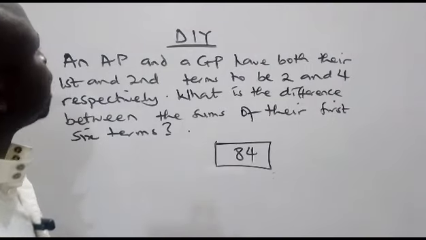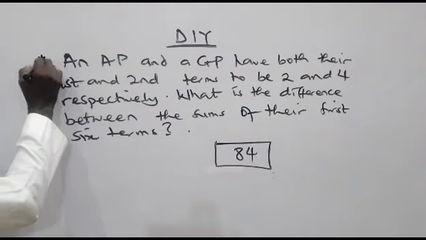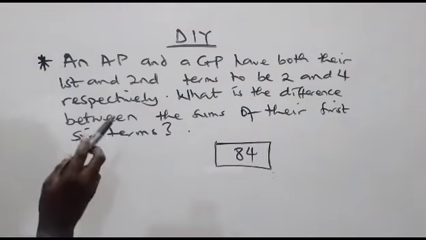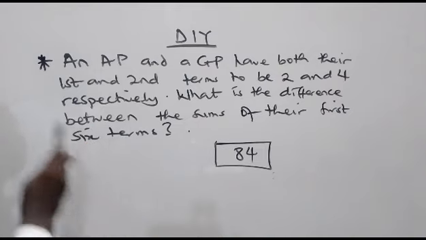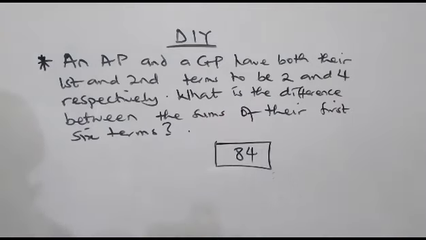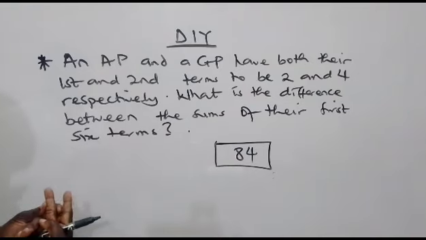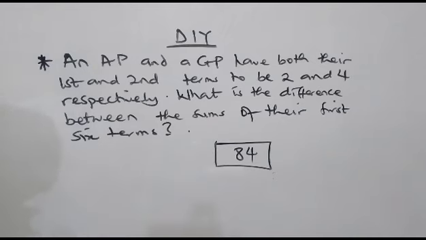Today we want to look at this DIY, that is, you do it yourself. Let's look at this. The question says that an AP and a GP have both their first and second terms to be 2 and 4 respectively. That is, for the AP the first term is 2, for the GP the first term is 2. Then for the AP the second term is 4, and for the GP the second term is also 4.